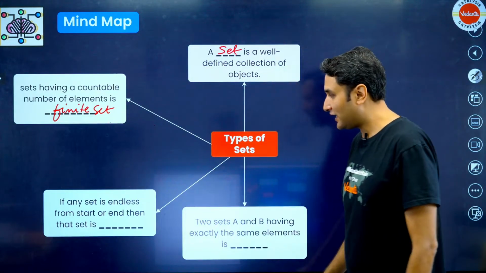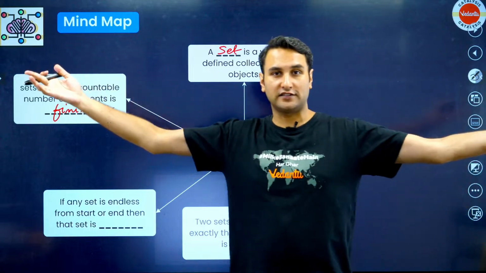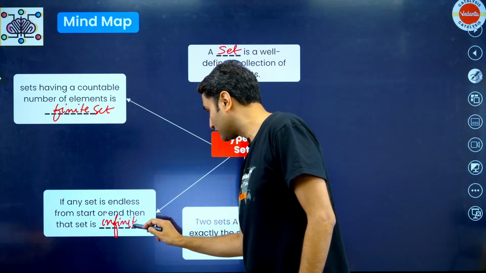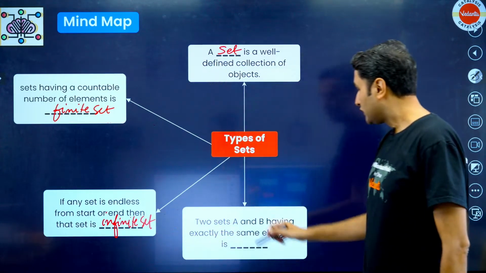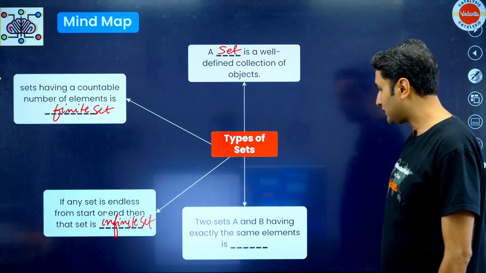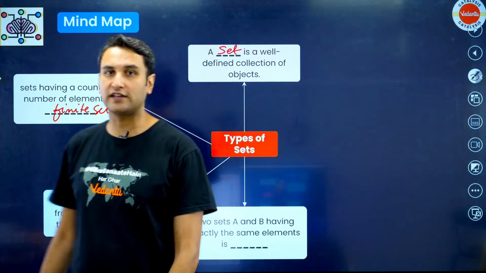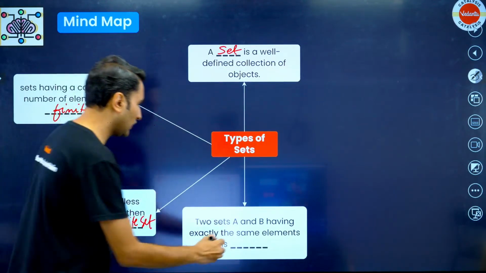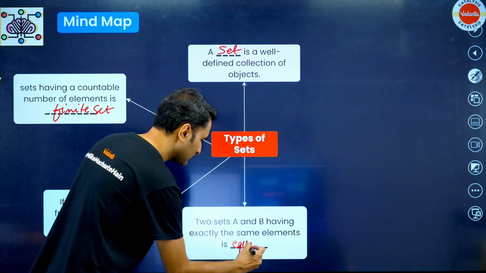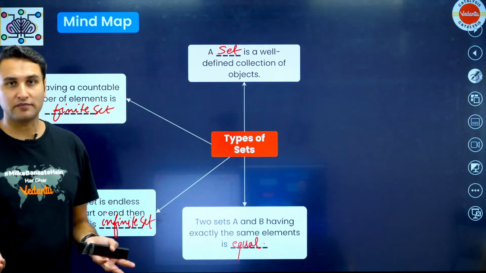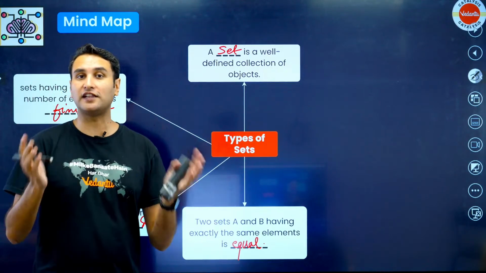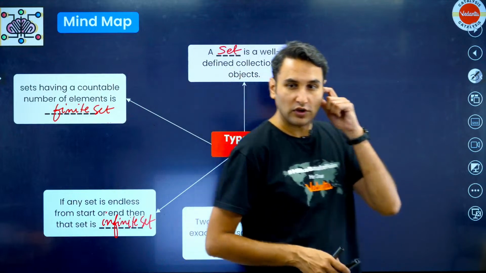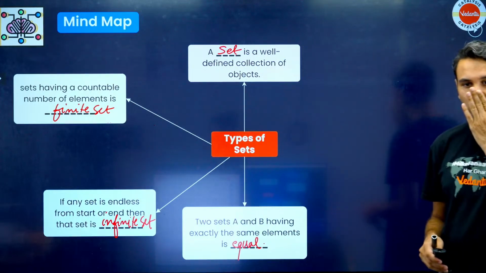If any set is endless from start to the end, you call it infinite set. Two sets A and B having exactly the same elements are, same elements, equal. If the number of elements are same, if their cardinal numbers are same, we call it equivalent sets, right? Cool. All right. Is this clear, all of you?